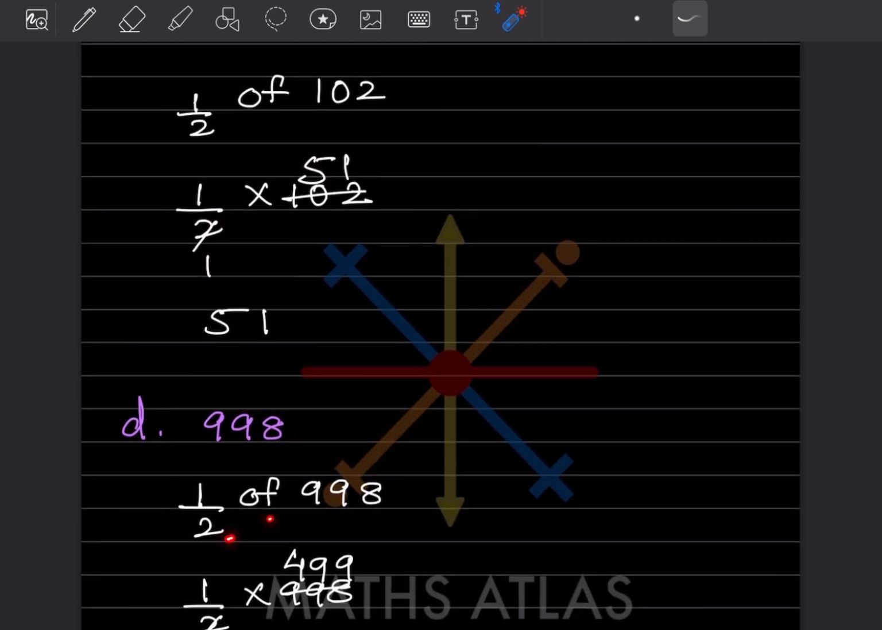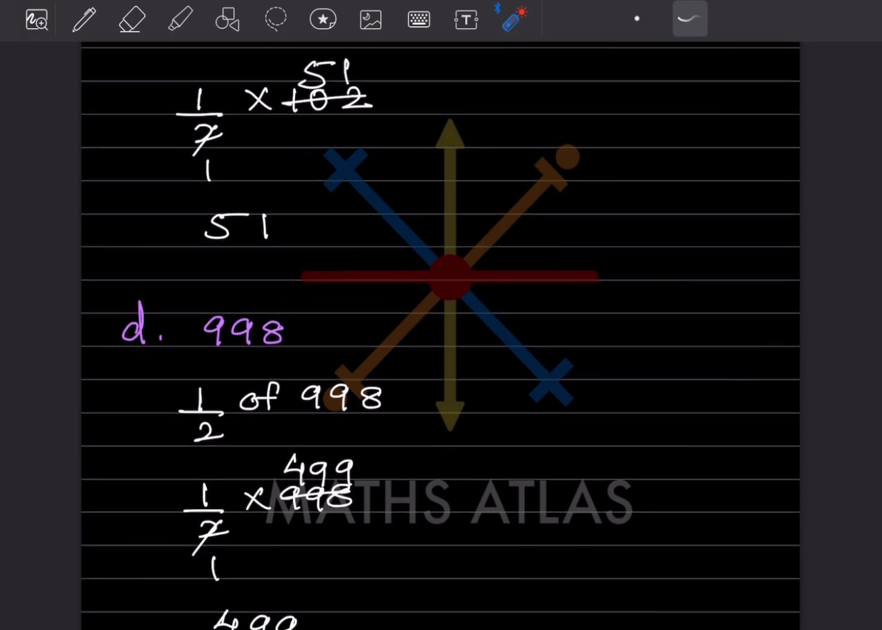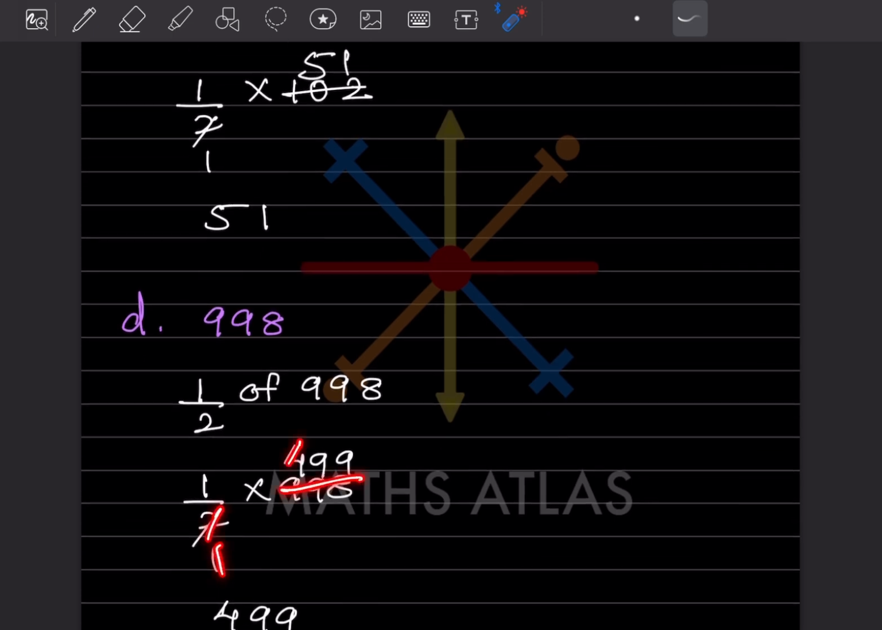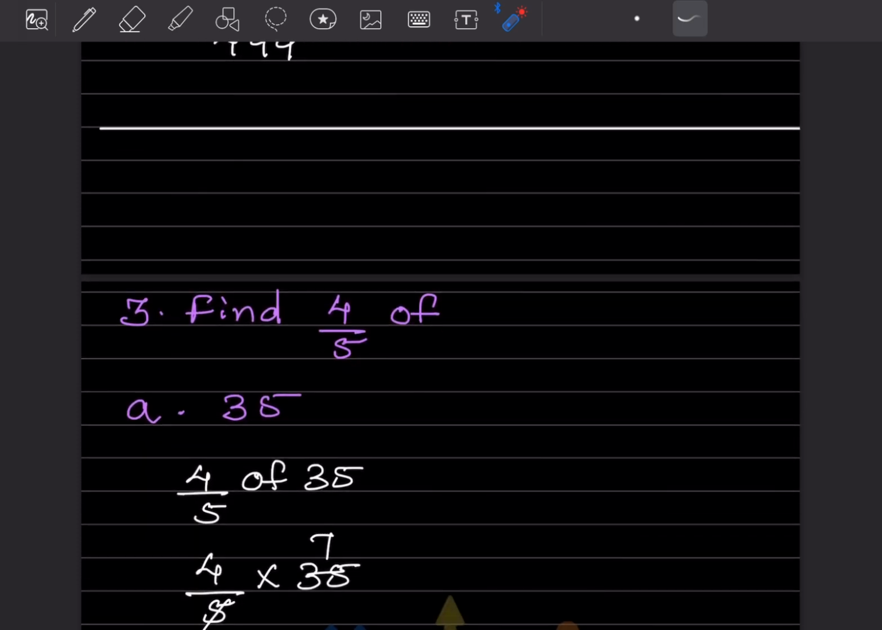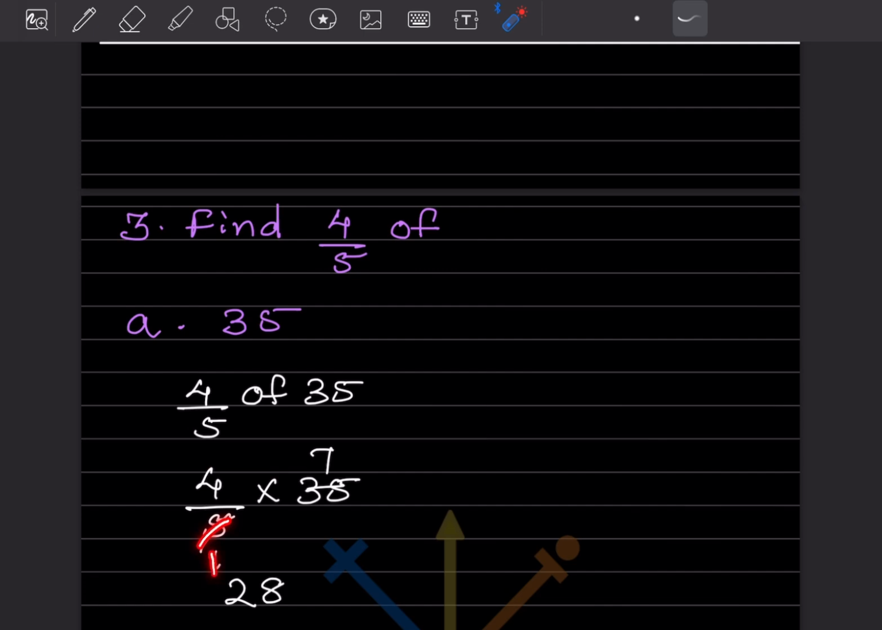1 by 2 of 998. So 1 by 2 into 998 means you are going to simplify this one. So this will be 499. Find 4 by 5 of 35. So 4 by 5 of 35 means this 4 by 5 will be as it is. This will be multiplication and 35. So 5 ones are 5, 5 sevens are 35. So this will be 4 sevens are 28.